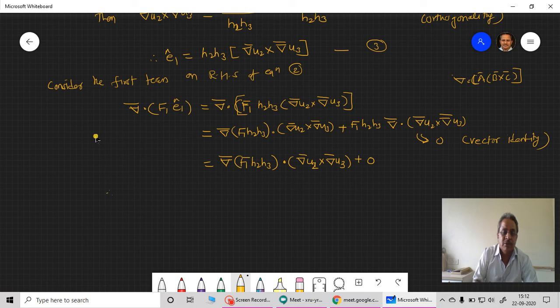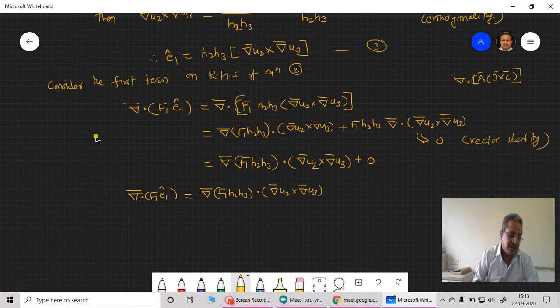So I got this particular vector here. Del dot f1 e1 cap is given by this equation, grad in the bracket f1 h2 h3 dot gradient of u2 cross gradient of u3. Okay, so this is what we get for this.